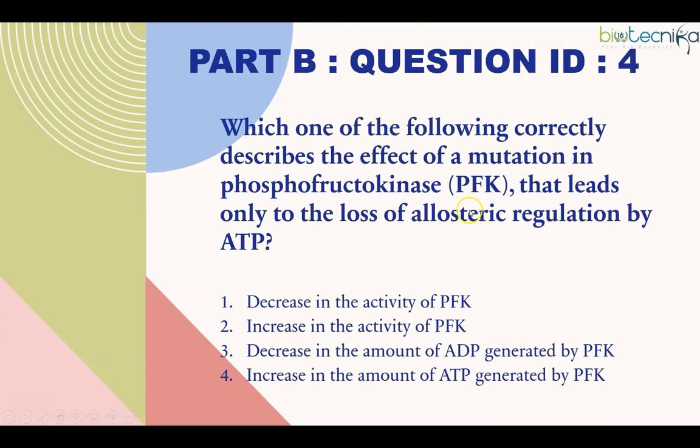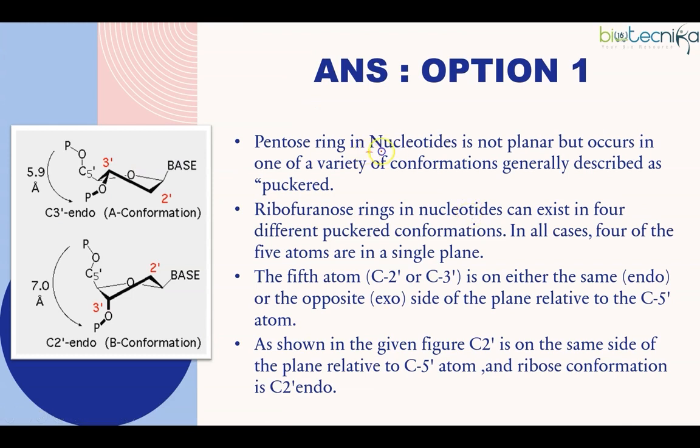Now if I show you the sugar puckering, the pentose ring in nucleotides is not planar, but it occurs in one of a variety of conformations which is called puckered. Especially these ribose rings, ribofuranose in nucleotides. Furanose means where 4 carbons are in the ring along with an oxygen. They can exist in 4 different puckered conformations. In all the 4 cases, 4 of the 5 atoms are in a single plane. So out of these 5 atoms which are part of the ring, 4 are in the plane but 1 is outside the ring.